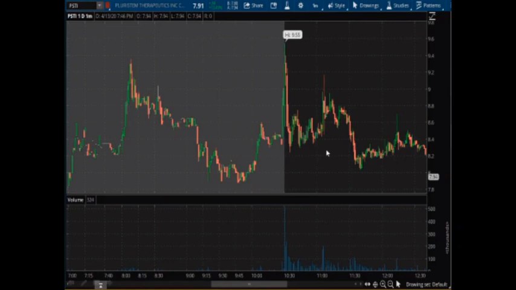So it's really interesting to note that the volume has dried up. I mean, this is the lowest volume that it's done in this half-hour period, and we get this manipulation type of squeeze right afterward. So it's just something to be aware of.